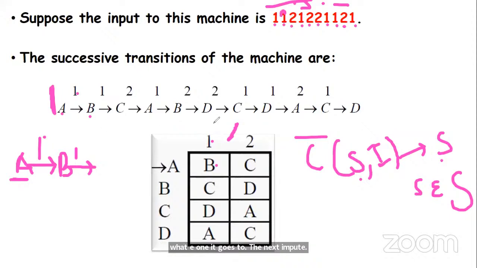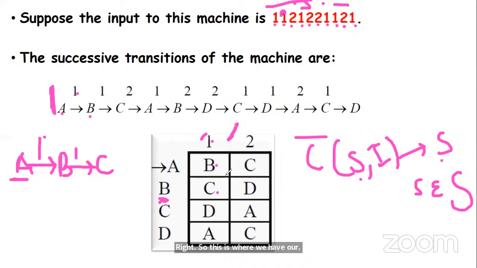So you come to this state B. You read an input of 1. What state is it carrying you to? State C. So you're writing your C here. You are in state B, you read a 1. On the table, or the transition function, it says it takes you to where? C. Right? So this is where we have our C.